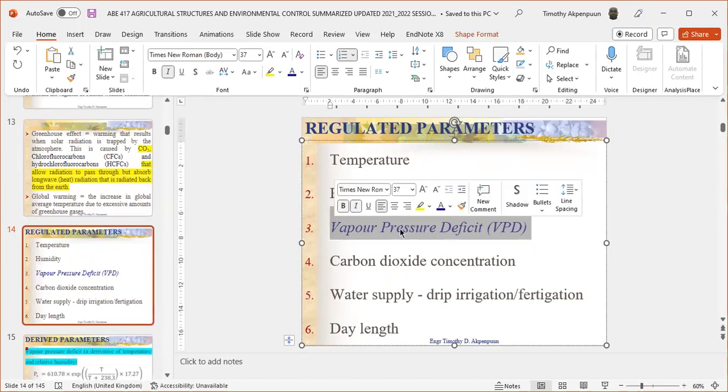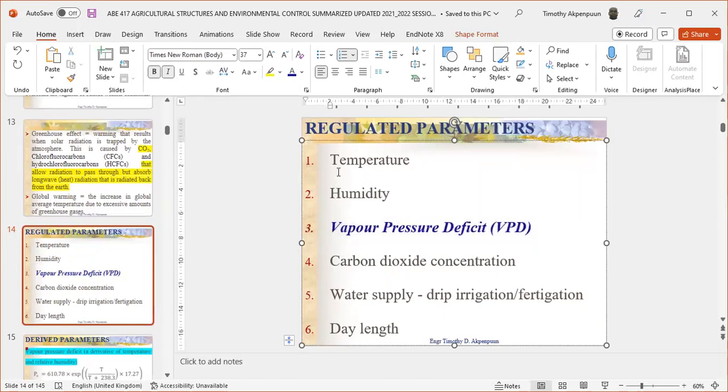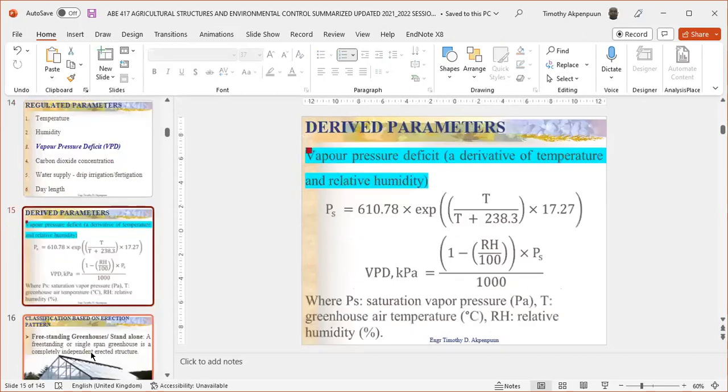Vapor pressure deficit. Among all these parameters, temperature, humidity, the most important of them all is vapor pressure deficit. Even though vapor pressure deficit is what? It's a derivative of what? Temperature and relative humidity. Look at this equation on this page. Like you said, vapor pressure deficit is a derivative of temperature and relative humidity. But do you know what?